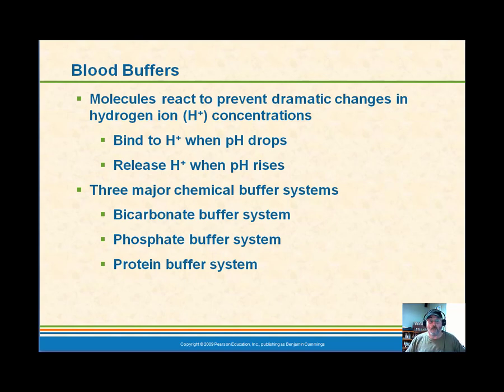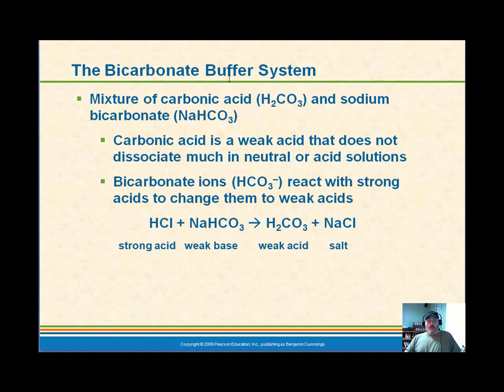And these buffer systems will absorb the acid that is introduced into your system by the cola in a manner that will keep your blood pH within its required range. Now, the bicarbonate buffer system is a mixture of carbonic acid and sodium bicarb. You've probably heard of sodium bicarbonate as something you take when you have heartburn.